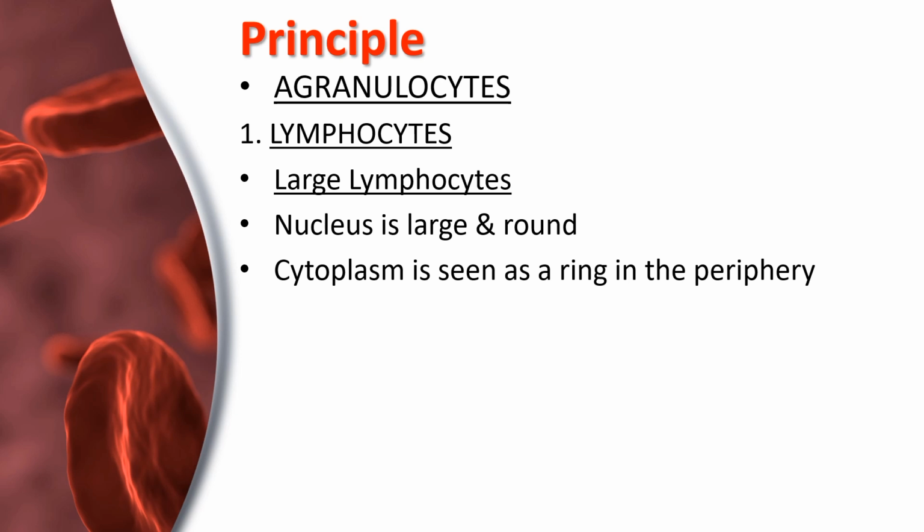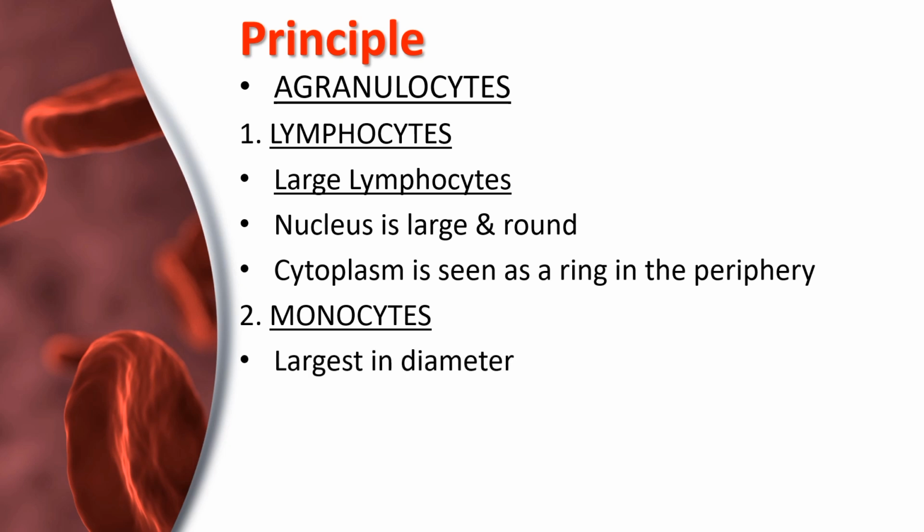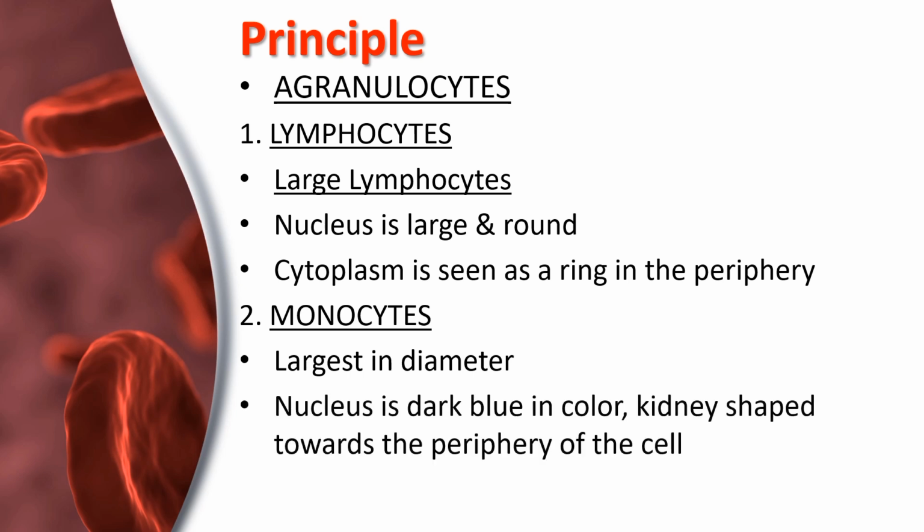Second type of agranulocytes is monocytes. They are the largest in diameter. Their nucleus is dark blue in color, kidney shaped, towards the periphery of the cell. Their cytoplasm is light blue in color.